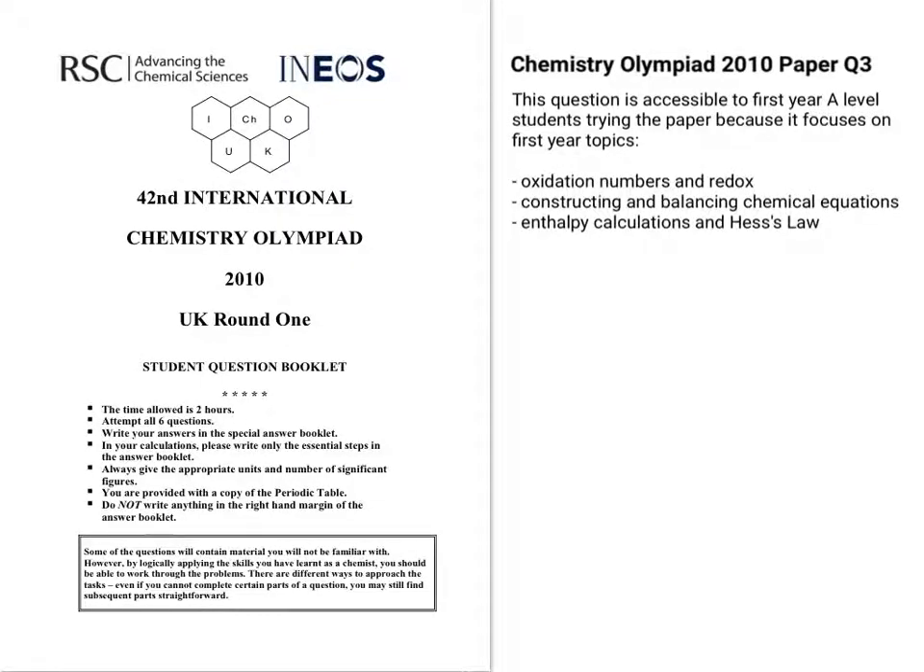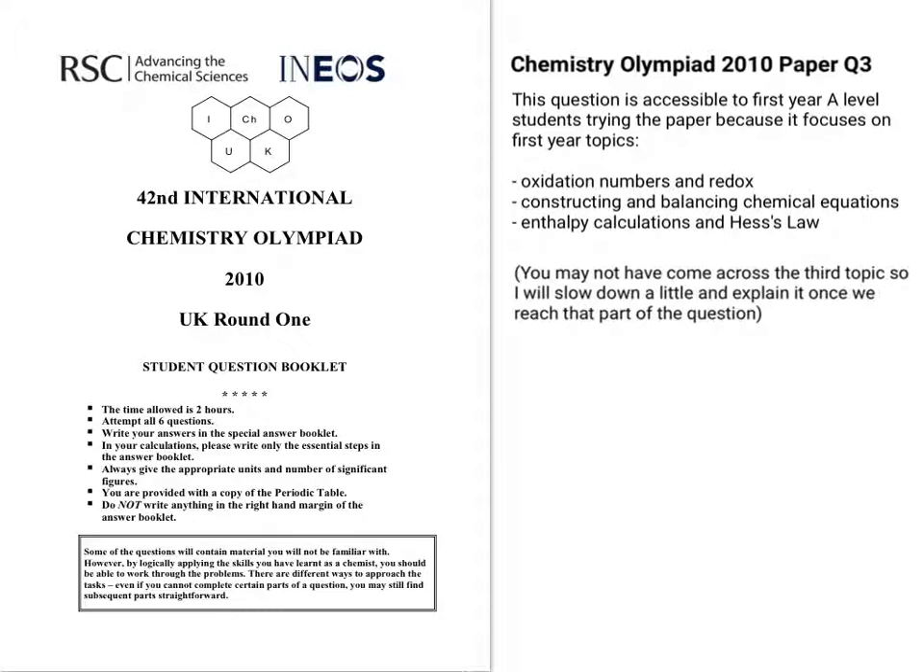Hi, and welcome to this clip going through the paper from 2010. We're going to focus on question 3 because this particular question is quite accessible to first year students because it covers first year topics. So you've got oxidation numbers and redox, which is generally done in your first term. We've got constructing and balancing chemical equations, which moves on from GCSE. And we've got enthalpy calculations and Hess's law.